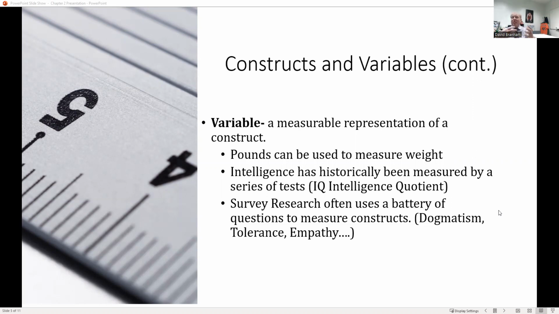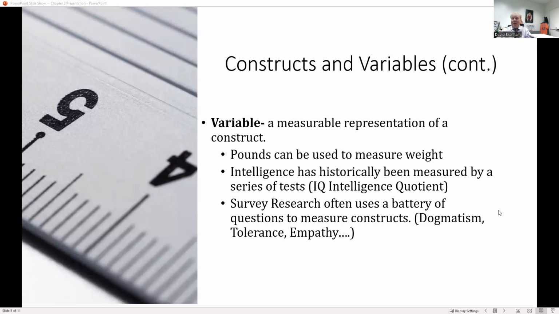Survey research often uses a battery of questions. For instance, if you wanted to measure a person's empathy, you can have a battery of questions that tries to determine how much that person cares about other people and the decisions they make. Dogmatism, how intolerant somebody is of other opinions. Those can be measured in multidimensional ways in survey research. So variables are that measure.